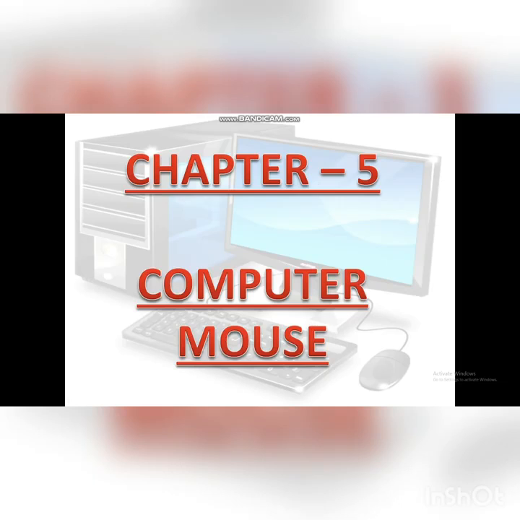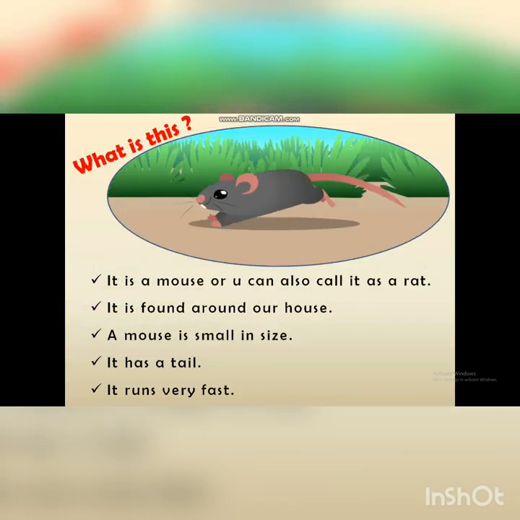So students, we'll start chapter 5, Computer Mouse. What is this? Children, can you see the small video which is being played on the slide? It is a mouse, or you can also call it a rat. Where is it found? It is found around our house. What is the appearance of a mouse? A mouse is small in size. It has a tail. It runs very fast.